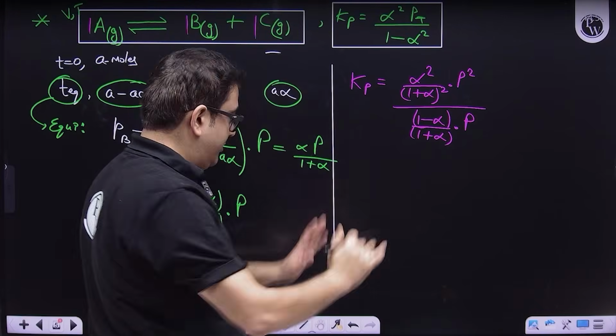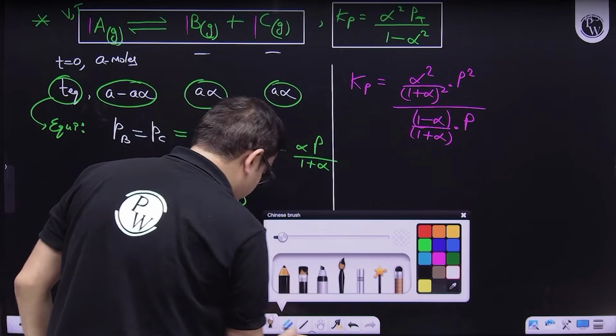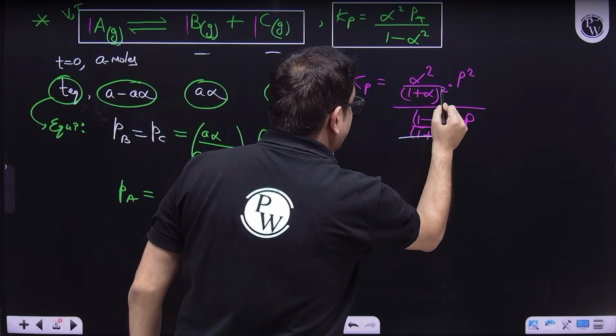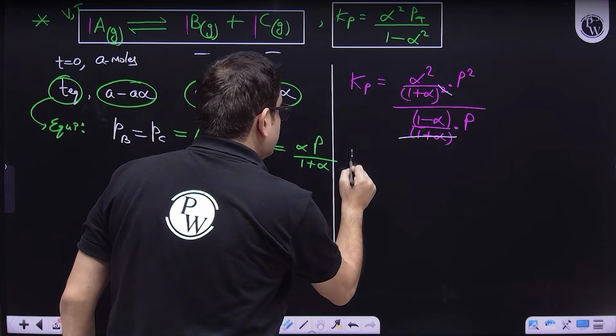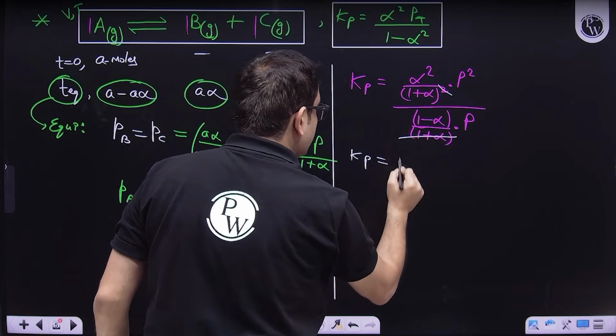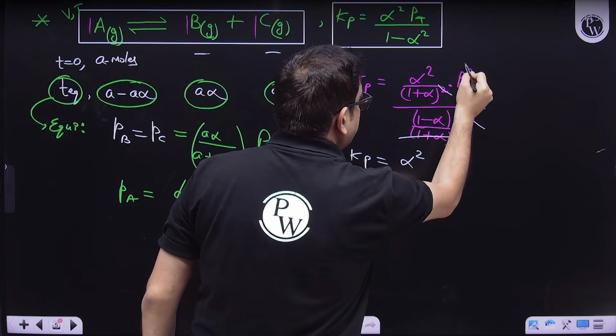Raised to the power 1, so it will remain like this only. Something will get cancelled. What will get cancelled? This value will get cancelled. So you get Kp is equal to alpha square. This P and P is also gone.